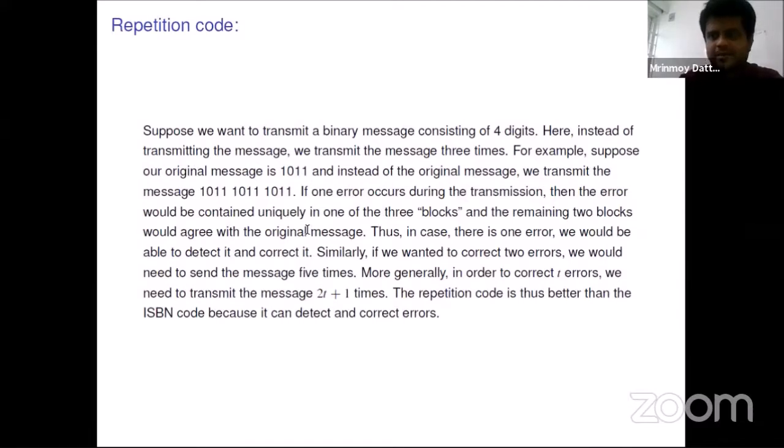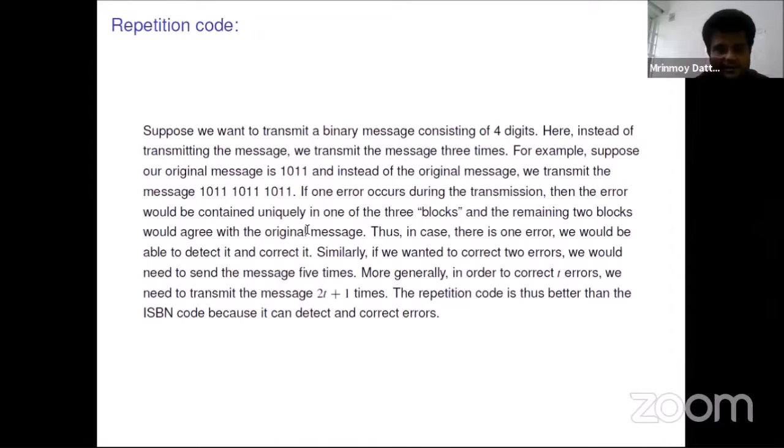So this is kind of a maximum likelihood way of seeing it. You would like to see how many blocks are consistent, and then you will choose them. But then you see that this is a very time consuming procedure. If you wanted to correct 2 errors, then you have to send your message 5 times. If you had to correct t errors, you had to repeat the message 2t plus 1 times. So what happens if you want to correct t errors?